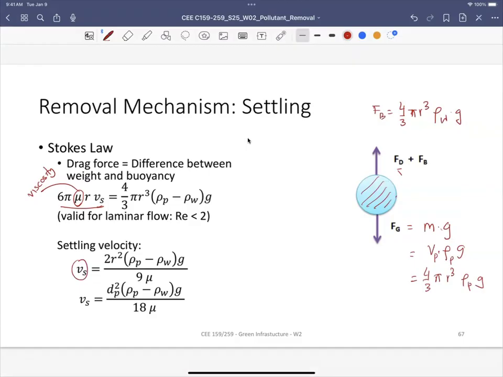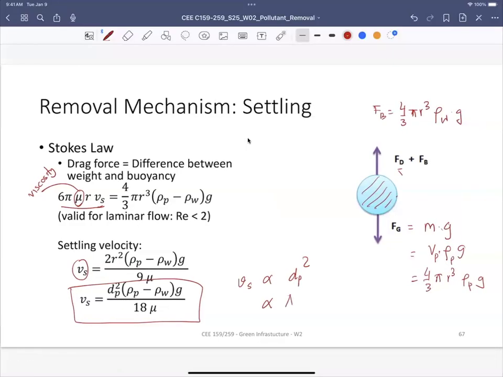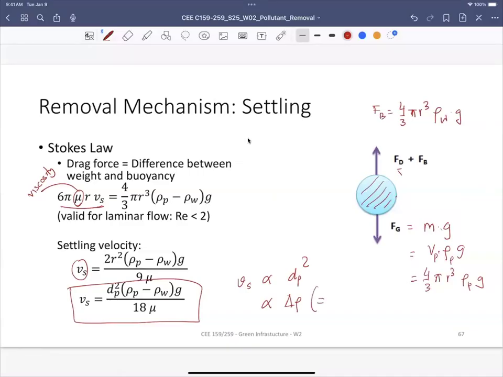When you rearrange the equation, the settling velocity is a function of the size of the particle to the power of two. That means as the size of the particle increases, the velocity increases much faster. That's why large particles settle much faster. It is also proportional to the difference in density of the particle with respect to the water, delta density, which is the density of particles minus the density of water. That's why heavier, denser particles settle much faster.